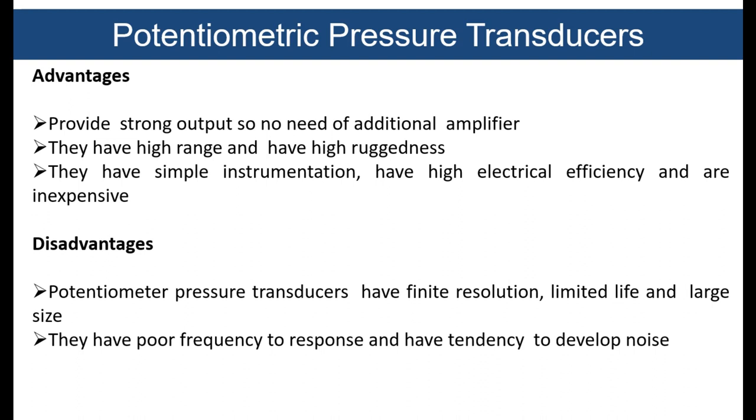They have simple instrumentation, high electrical efficiency, and are inexpensive. The instrumentation is very simple: we have a bellows tube, a linkage point, a wiper, and a cylindrical part with a wrap of wire, which gives the change in resistance, and from the change in resistance we can clearly determine the change in pressure, or the presence of pressure.